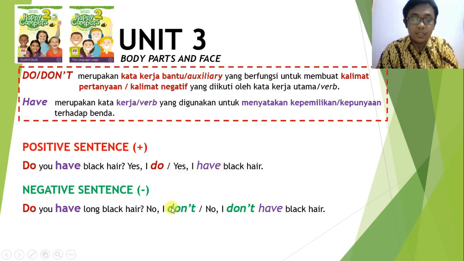But for negative sentence, you need to use auxiliary don't or do not. Karena kita menggunakan kata kerja have di sini. Jadi kalau kalimat yang ada kata kerjanya, this is simple sentence, simple tense. Setelah subject I, di sini kan ada no. Nah, kita nggak bisa bilang no, I have black hair. Harus ada kata kerja bantunya, temannya, don't, untuk merubah menjadi kalimat negatif. Jadinya, no, I don't have black hair.